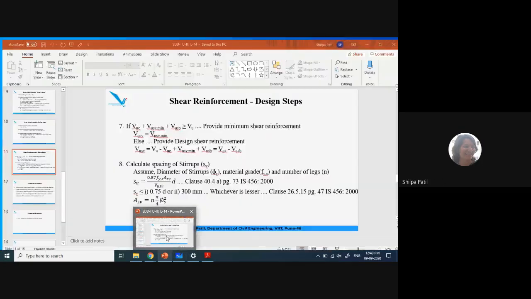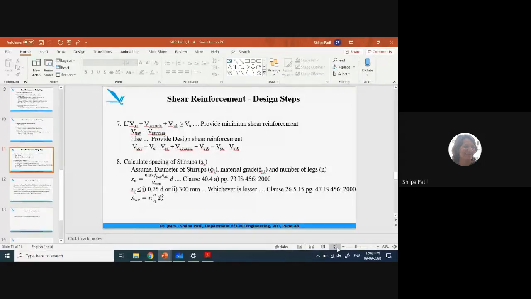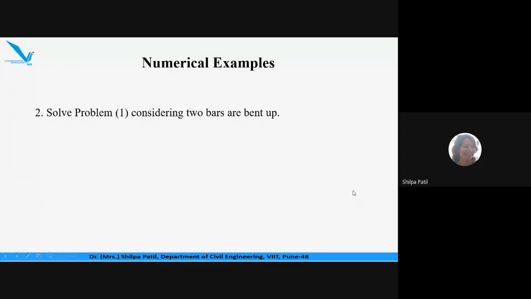I will go to the second problem. I know that it's almost 1 now. I will give you the second problem statement. It is very simple. Solve problem number 1, considering 2 bars are bent up. So out of 4, 2 bars are bent up. So whatever the VUSB value we have calculated, that will be not 0 now. In our first problem statement, we have considered as 0, considering no bar bent up. Now, the same problem we have to solve by considering 2 bars bent up. So if possible, you can try this as a homework. Otherwise, we will solve the same problem in the next lecture.